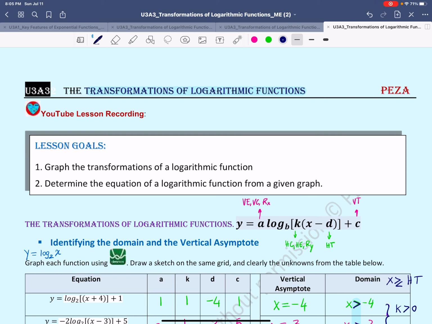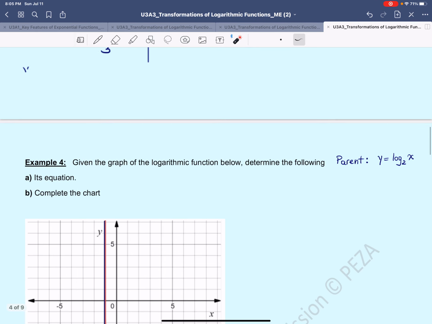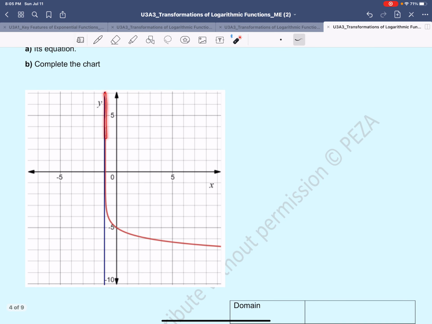Hello and welcome back to part 2 of transformations of logarithmic functions. This time we're going to take a look at how to find the equation when the graph is given. So here is the example I chose. We have the graph of some logarithmic function.